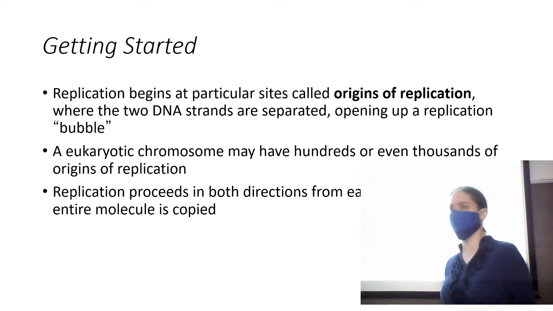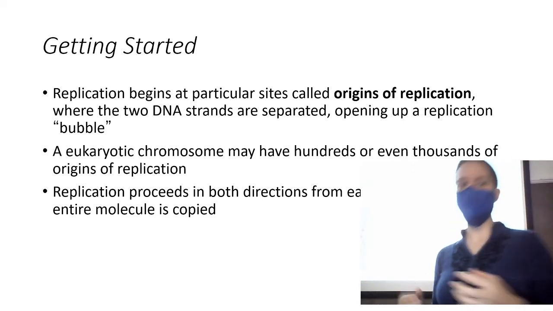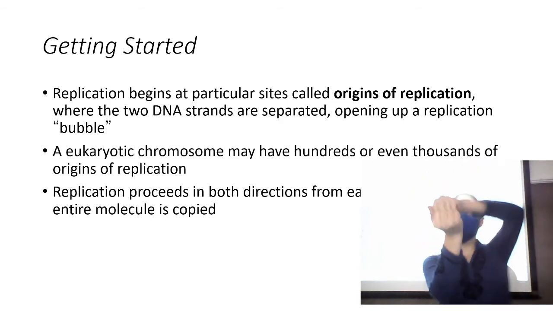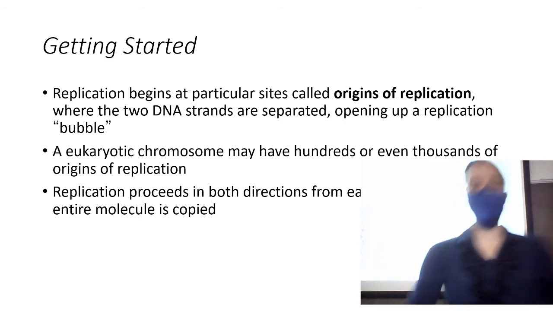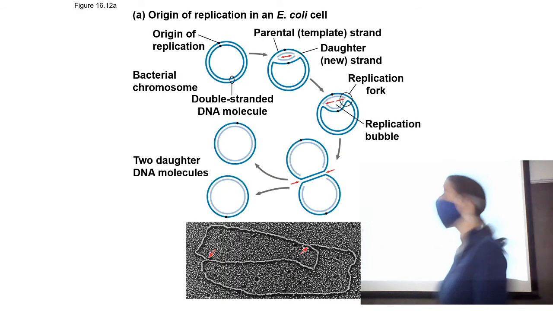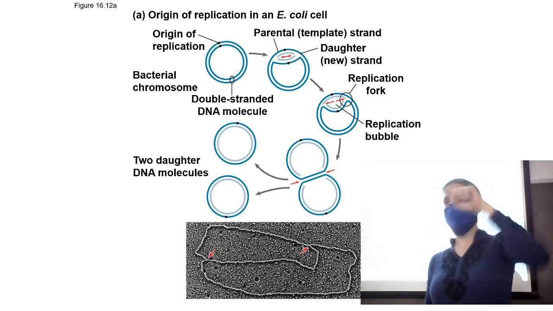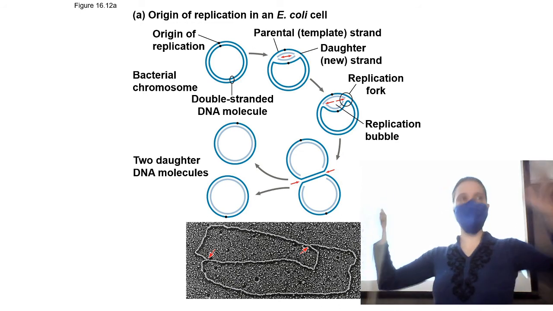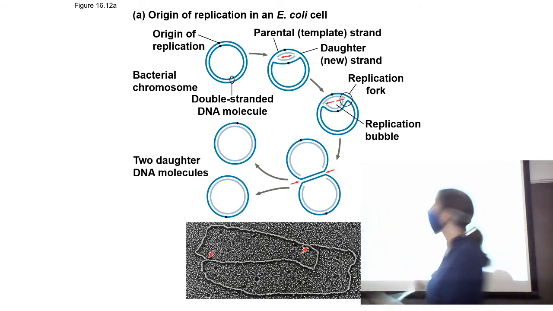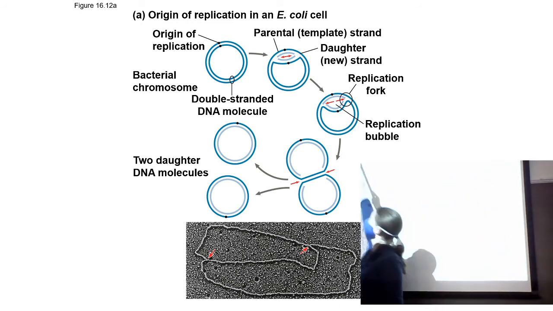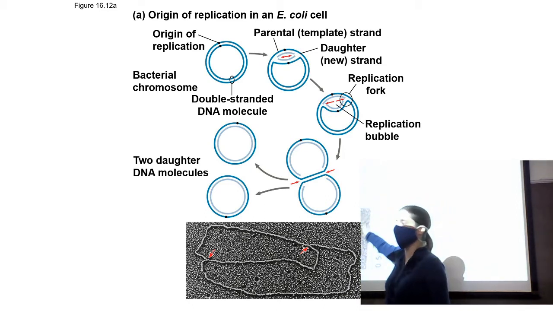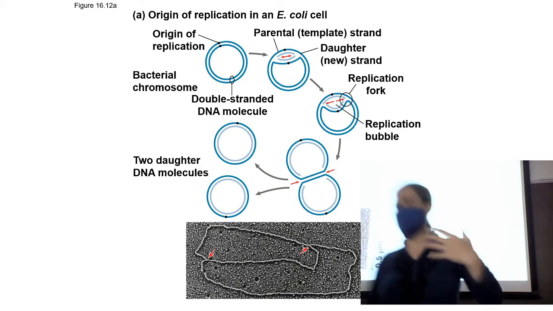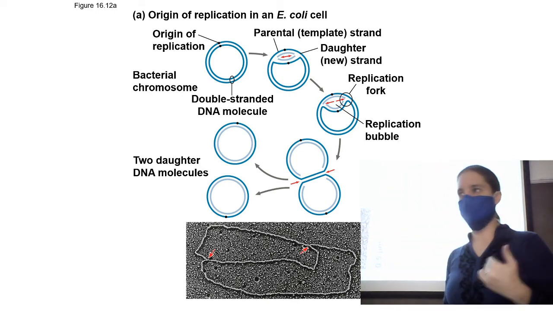Replication is going to start at what's called an origin of replication. It's where the two DNA strands start to get opened up and they make a bubble. It's legitimately called a bubble. Bacterial DNA is circular. It doesn't have ends, it's just a closed loop. And so a bubble will start, it'll keep opening up and opening up, and you'll end up with two double-stranded DNA bits once you've replicated it.